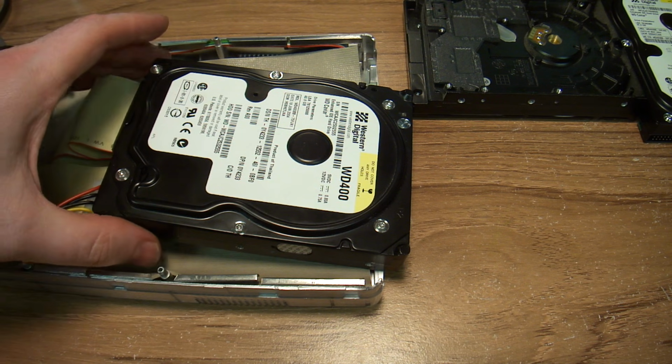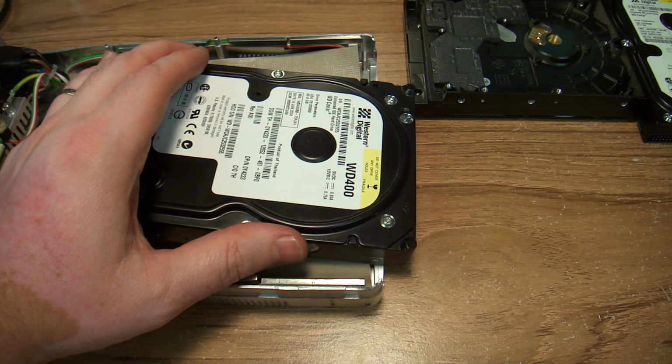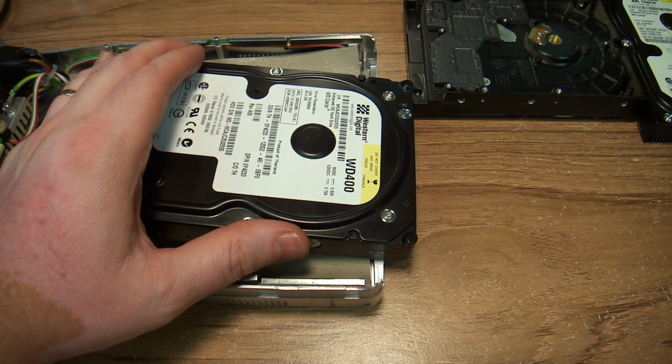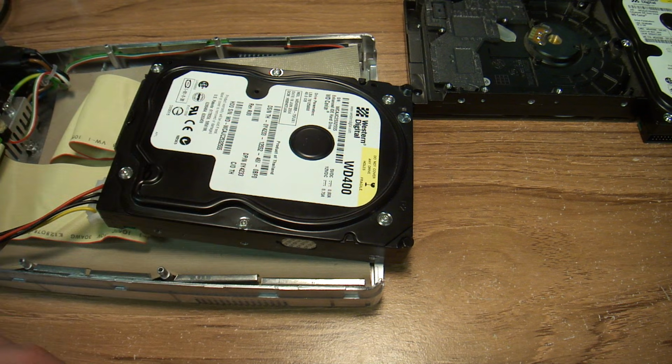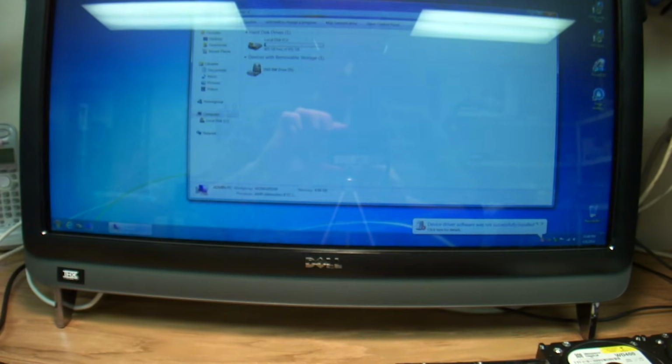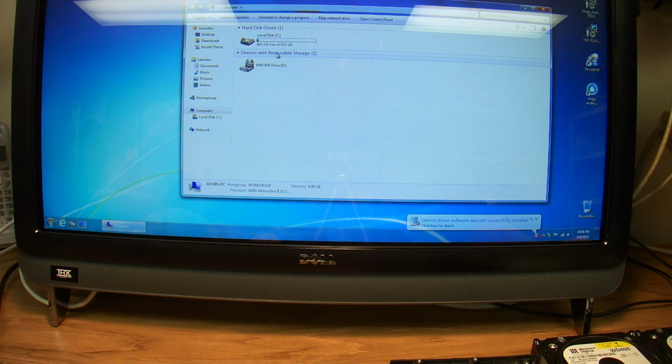But I don't hear the hard drive head seeking. And as you can see, I do not see the hard drive mounted. There's only a system hard drive and a DVD-ROM in there.